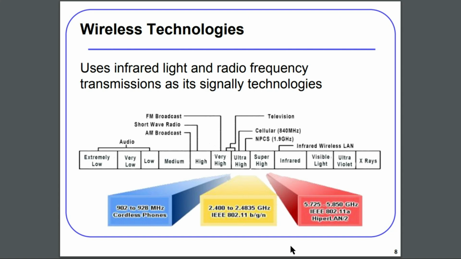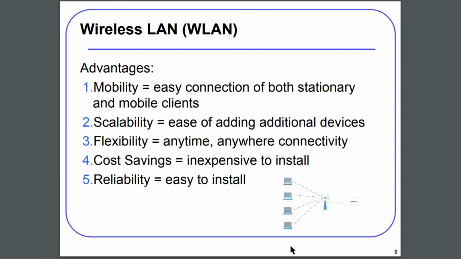So let's go to the next slide. Wireless LAN, WLAN. The advantages of wireless LAN are mobility, easy connection of both stationary and mobile clients; scalability, ease of adding additional devices; flexibility, anytime, anywhere connectivity. This is also for cost saving, inexpensive to install, and reliability, easy to install. So let's check the next slide.